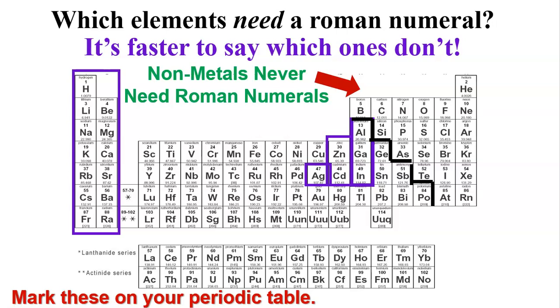So which elements need a Roman numeral? It's faster to say which ones actually don't. So our ones that we label our valence electrons with, those don't need a Roman numeral. Also, nonmetals don't need a Roman numeral, okay? So you need to mark these on your periodic table.